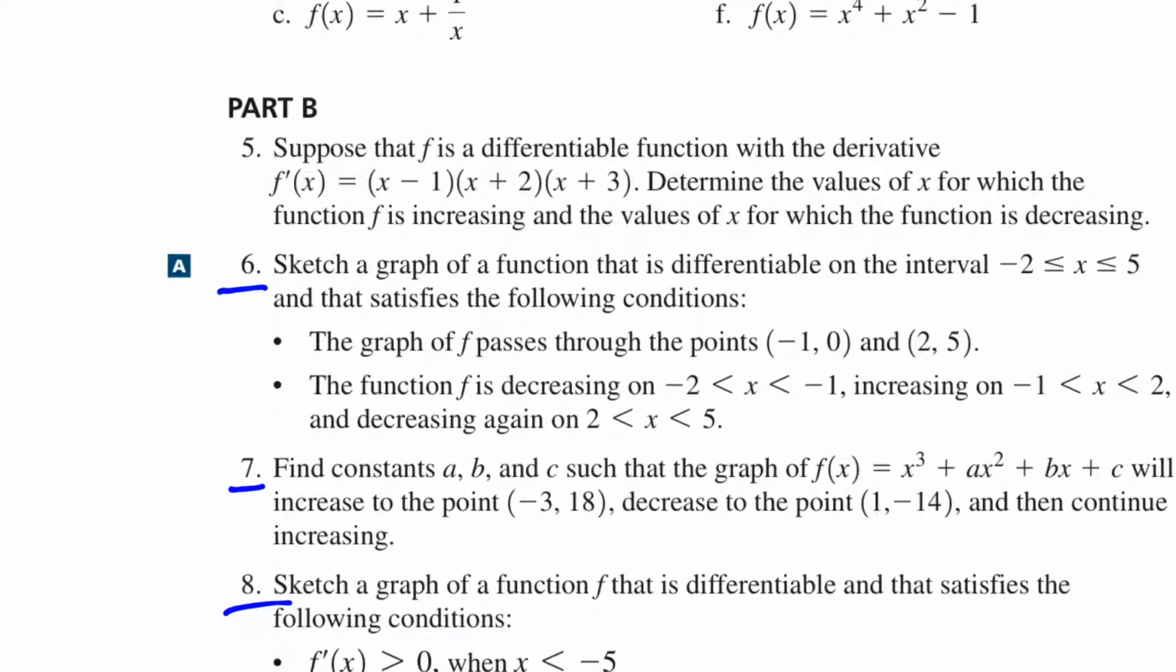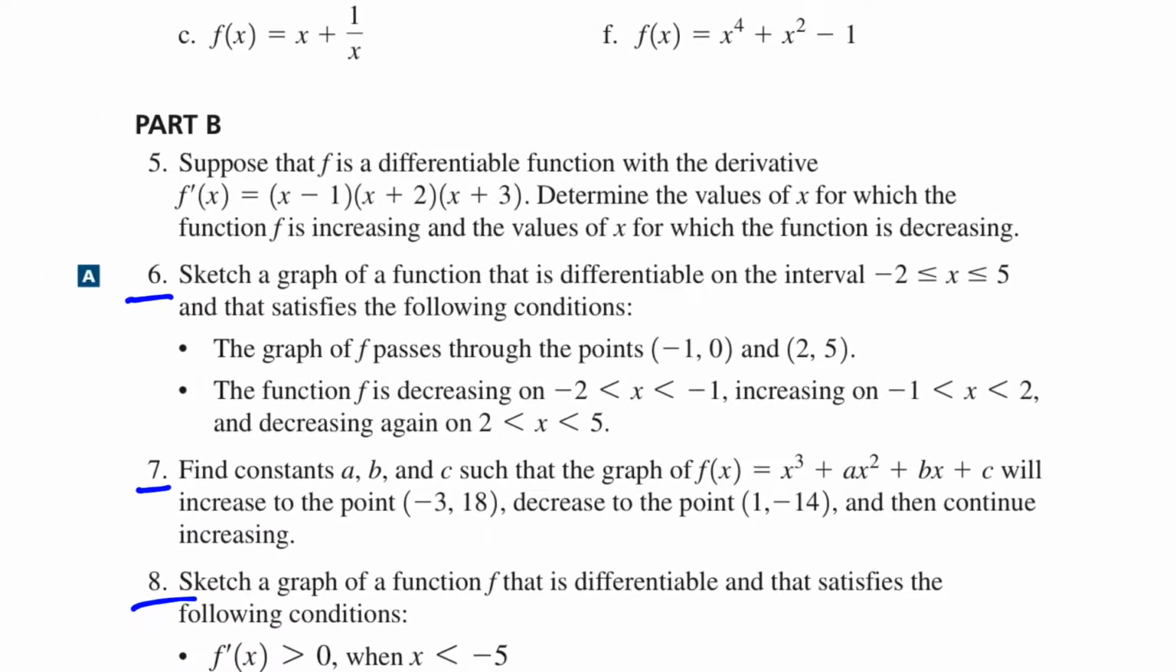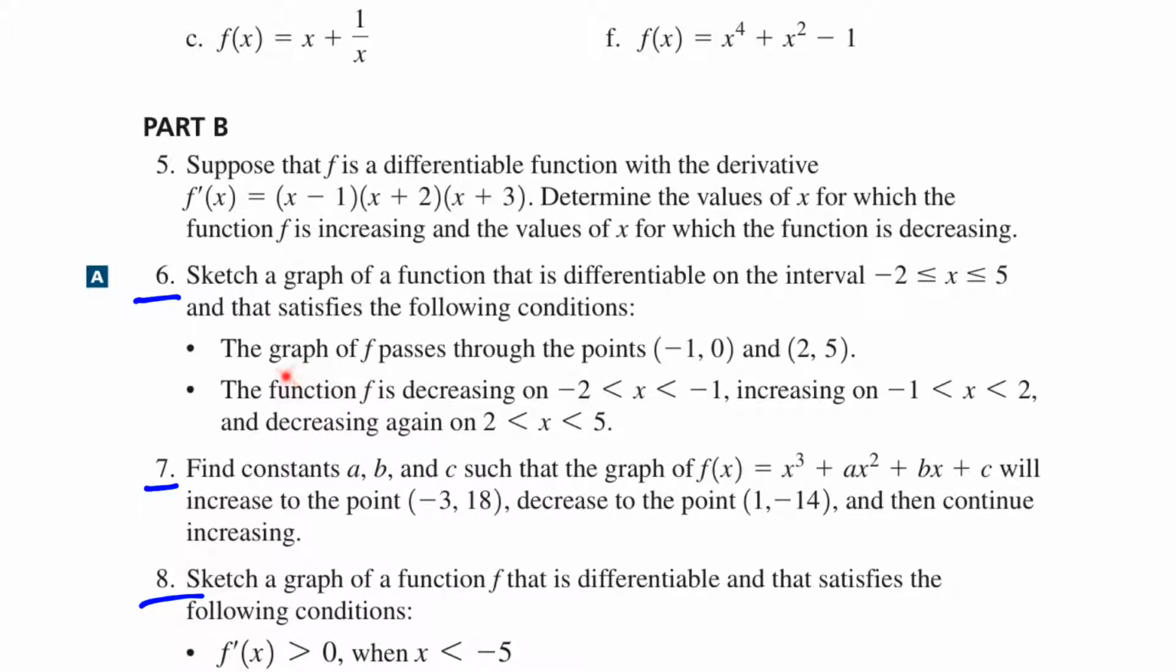Question 6. Sketch the graph of a function that is differentiable on the closed interval negative 2 to 5 and satisfies the following conditions. The graph of f passes through the points (negative 1, 0) and (2, 5). The function f is decreasing when x is between negative 2 and negative 1, increasing between negative 1 and 2, and decreasing between 2 and 5.